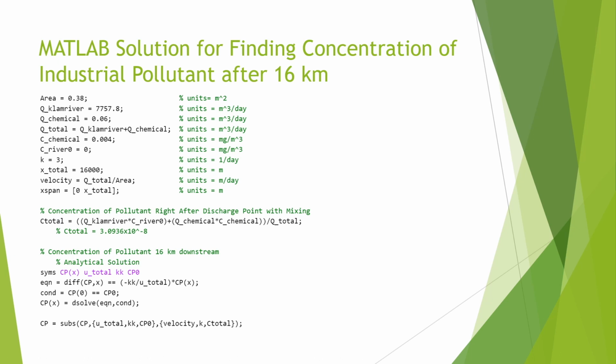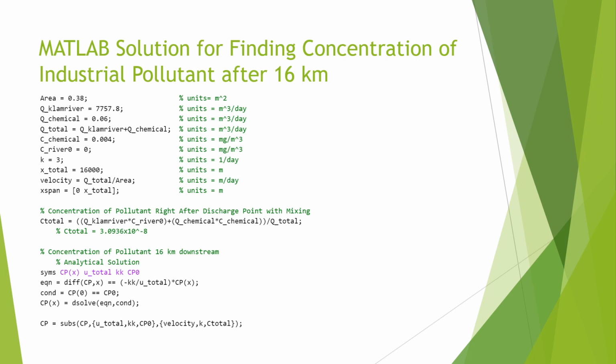To find the total flow rate, we combined the volumetric flow rate of the river and the volumetric flow rate of the chemical. The initial concentration of the chemical in milligrams per cubic meter is 0.004, and we assume that the concentration in the river to begin with is 0 if it's unaffected by any chemical pollution. We stated that K, the rate constant, is equal to 3, and we have a total distance of 16,000 meters, and we use this to give an X span of 0 to 16,000 meters.